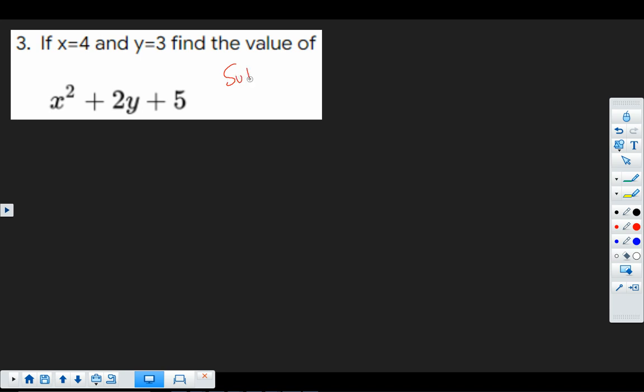Okay, question 3. We haven't seen one of these for a while. This is a substitution question. Simply, it means that everywhere we see x, we have to replace it with a 4, and everywhere we see a y, we have to replace it with a 3. We need to remember here that this is 2 times y. So what we need here is 4 squared plus 2 times 3 plus 5.